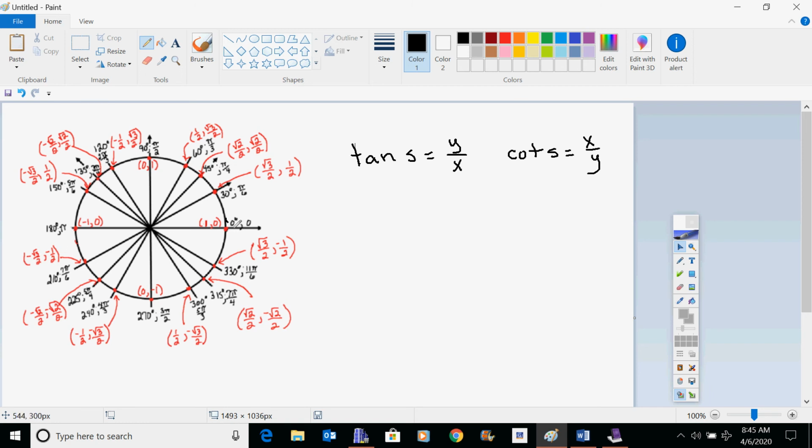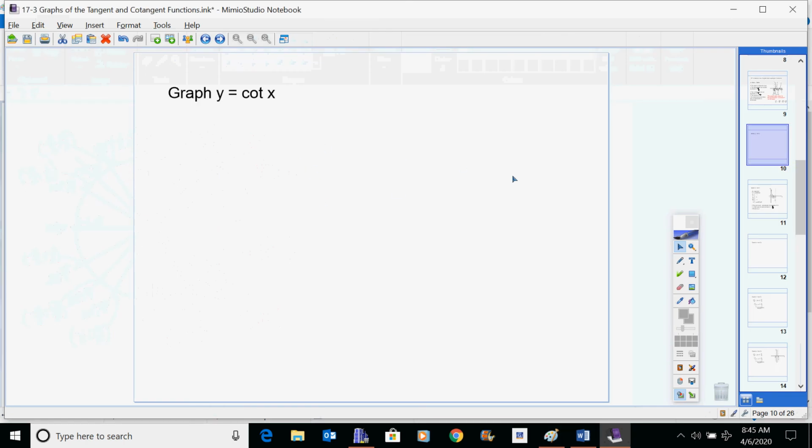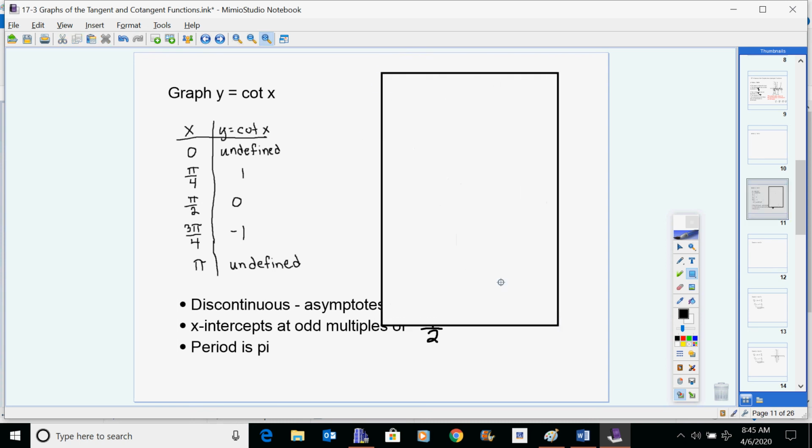Okay, but the asymptotes are in different places, so it makes those graphs look different. Let's take a look at what I mean by that. When you take a look at your table here, our undefined values, like we said, were at 0 and at pi. Pi over 4 was at 1, and 3 pi over 4 is at negative 1. So our asymptotes here are in different places.